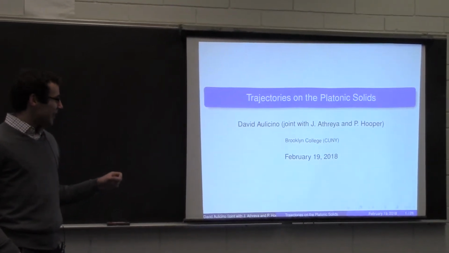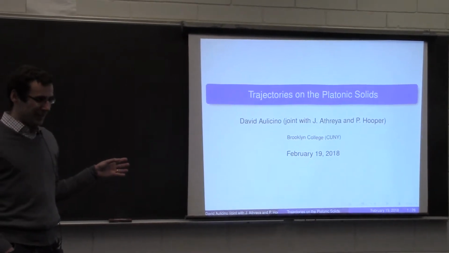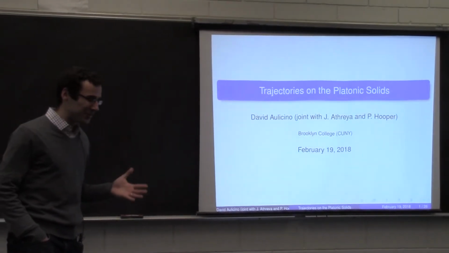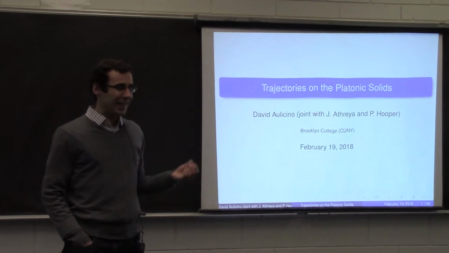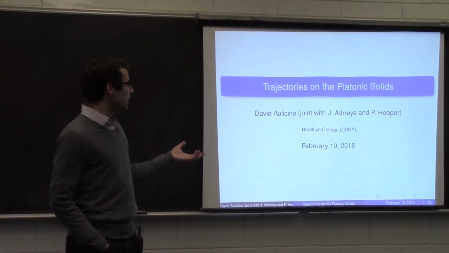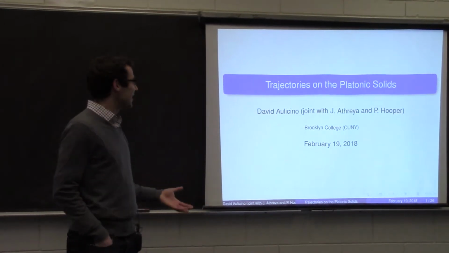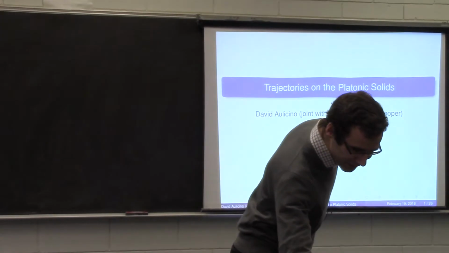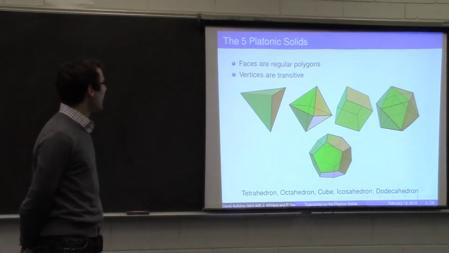One thing I like about giving this talk is that most talks on translation surfaces, by me or anyone else, start with the motivation of rational billiards. Here, the motivation is as low level as rational billiards, so there's no reason to start with that. We're going to just start with the objects we're talking about, which hopefully are familiar to everyone: the Platonic solids.